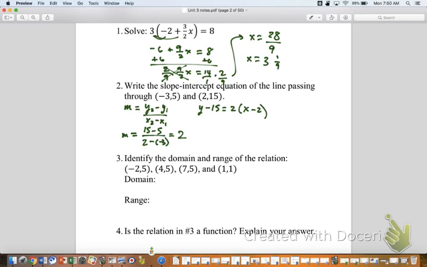Distribute. Yes, distribute the 2. So if I distribute the 2, I get y minus 15 equals 2x minus 4. And if you remember, slope intercept is just the y by itself, y equals mx plus b. And so I'd need to get rid of that minus 15 by adding. So I add that 15 over, and I got y equals 2x plus 11.